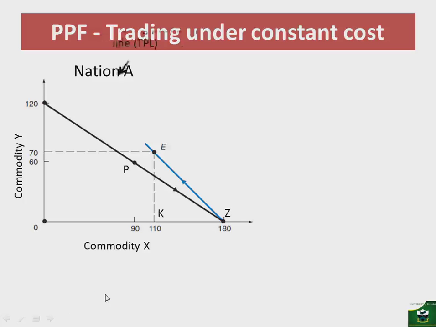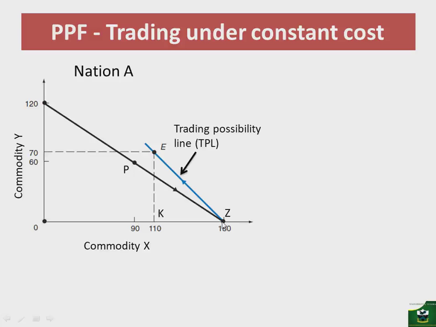Okay, so this is the graph that we saw earlier. Now we are trying to add the trading possibility line. The line that joins the production specialization point and the consumption point is what we call the trading line, or the trading possibility line, because from here it is able to tell us how many units of commodity X the nation has exported and how many units of commodity Y the nation has imported.